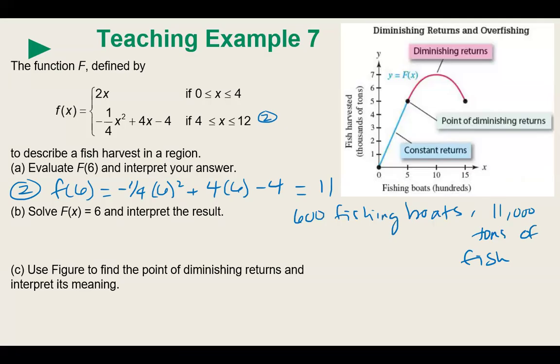Next, it says solve f of x equals 6 and interpret the results. So if I want to solve this time, instead of me being given my x, I'm being given my y. Okay? So we're being given our y.